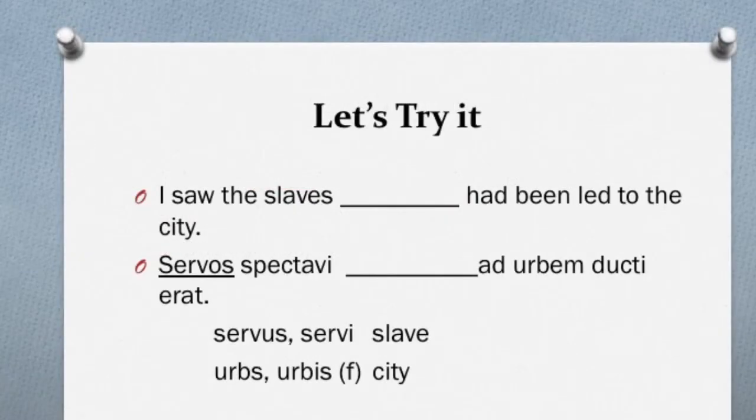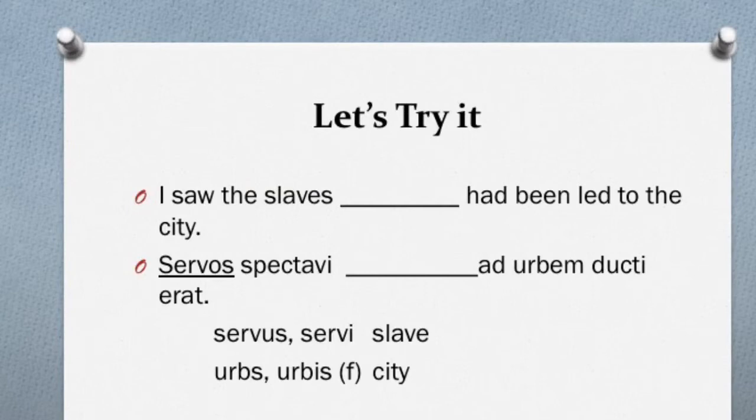Let's try another one together. By now, you should be getting the hang of it. We have to find the antecedent of the word that fills in the blank. Is it I or is it slaves? Here we might have to think about what the whole sentence is saying. So let's read it. I saw the slaves, who, whom, whose, or which, had been led to the city.